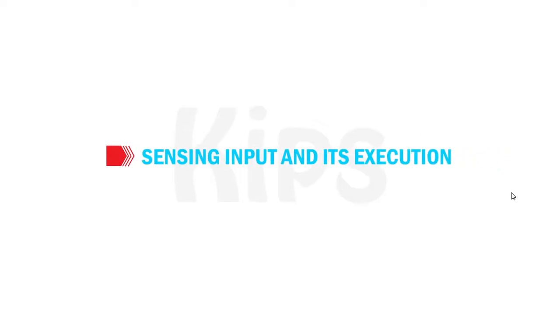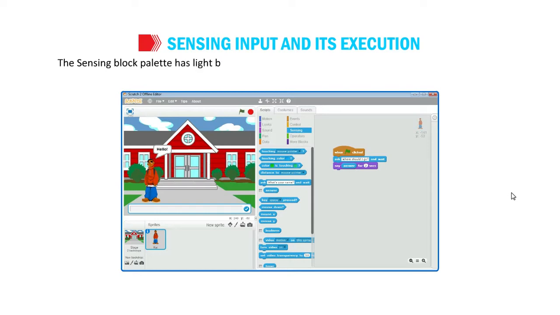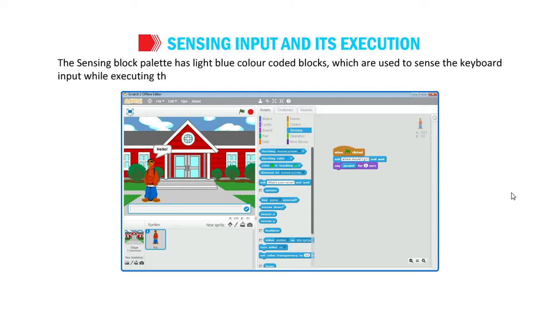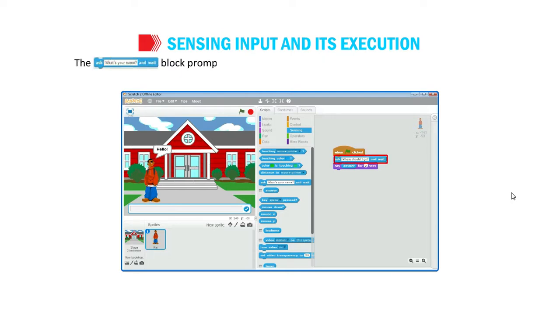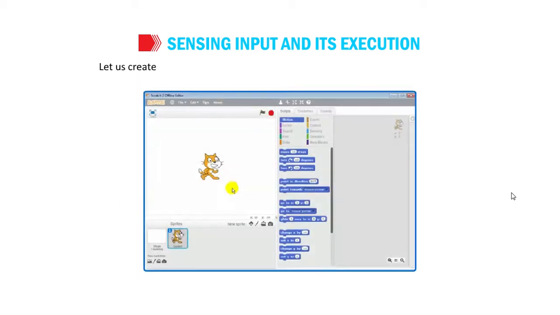Now let us learn about sensing input and its execution. The sensing block palette has light blue color coded blocks which are used to sense the keyboard input while executing the script. The Ask block prompts the user to type input using the keyboard and the Answer block stores the keyboard input. The question appears in a voice bubble on the screen. The program waits until the user types in its response by either pressing the enter key or clicking the check mark. Let us create a small block stack by using these sensing instructions and execute it.